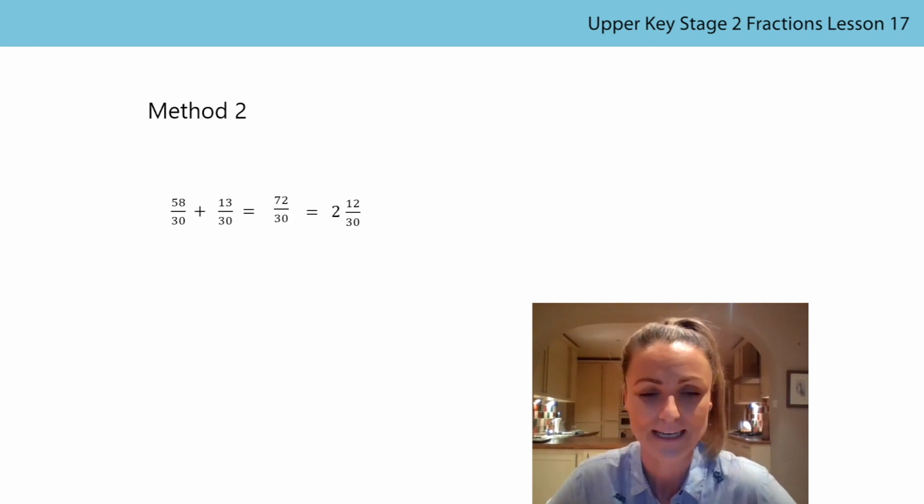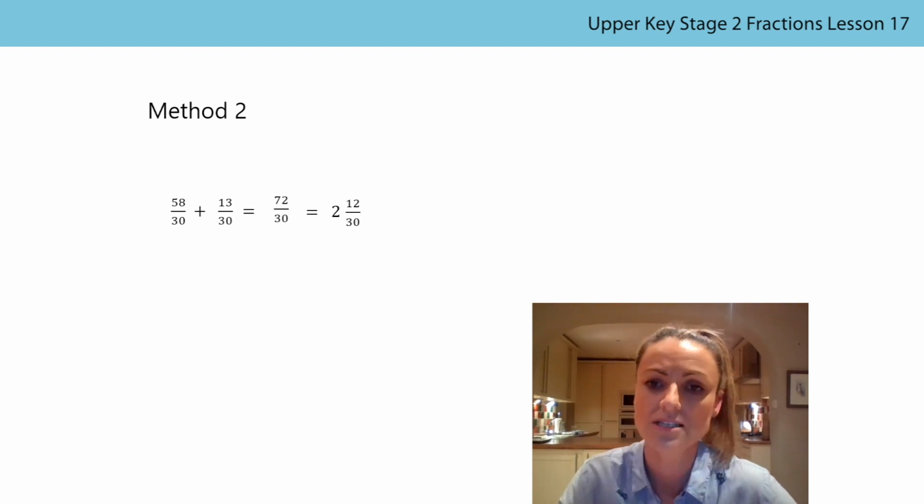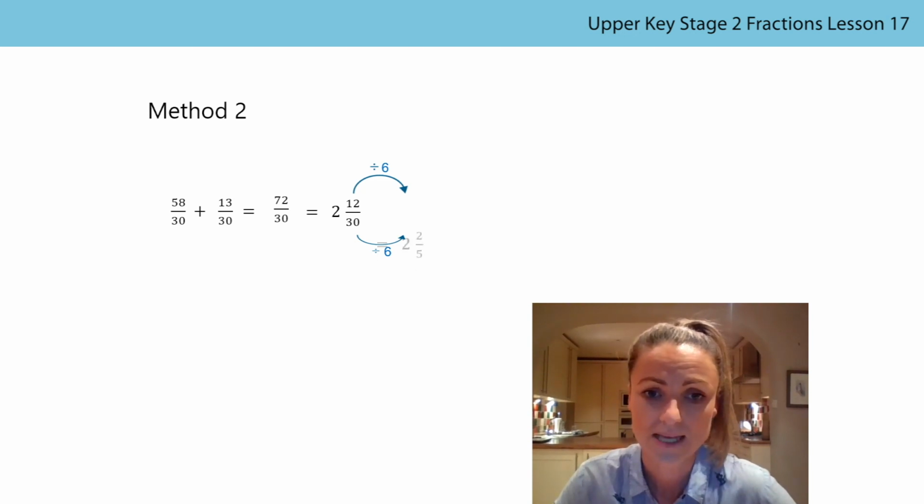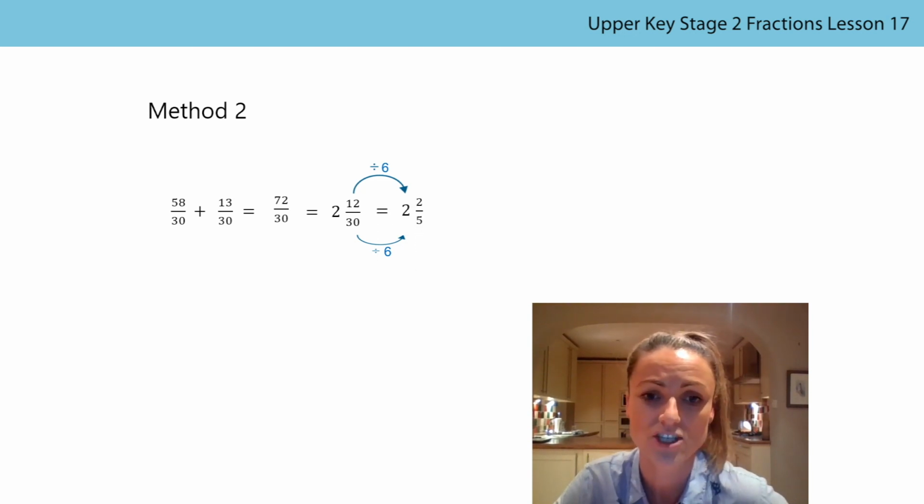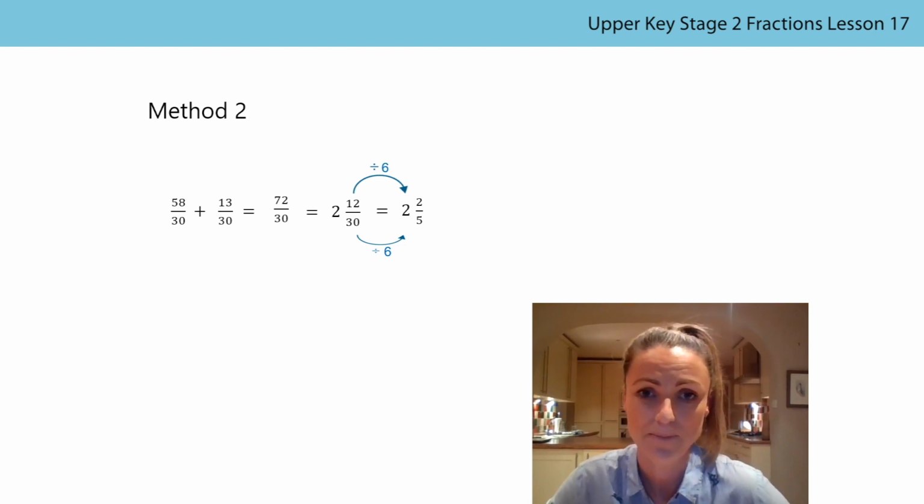And they do feel friendlier, 12 and 30. When I look at those, I know that they are both in my 6 times table. So I'm going to divide the numerator and the denominator of that fractional part by 6 in order to simplify. And remembering my 2 wholes, that means that my fraction simplifies to 2 2/5. Well done if you used method 1. I felt that method 2 would be easier for me, and so that is the way that I simplified it.